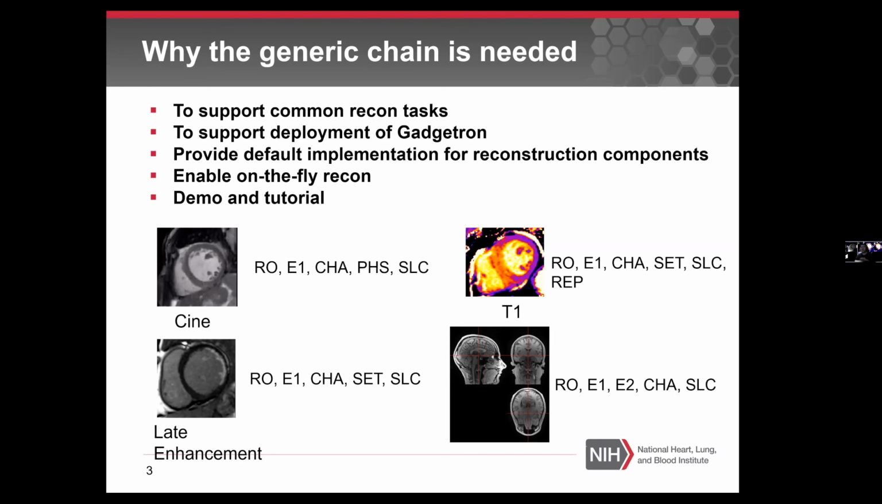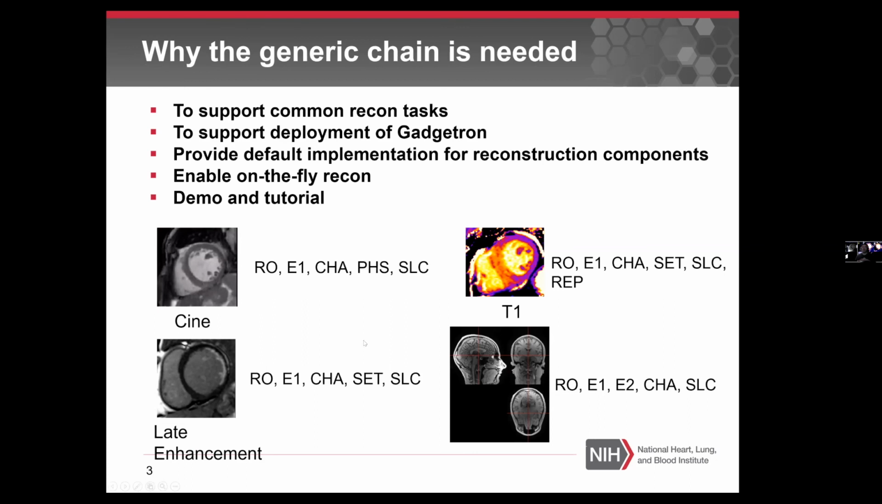I have some applications, mostly cardiac imaging. I have three cardiac examples, but one neuro. One thing common in these applications is that they are working on some dimensions of MRD data. For example, in cardiac cine imaging, we have a readout, the first encoding dimension E1, and the channel dimension, and every image is acquired as a phase. Then we can have multiple slices to cover the heart.